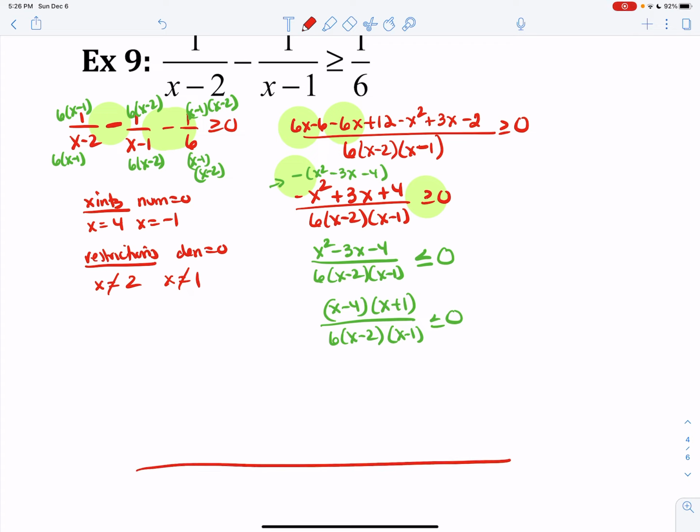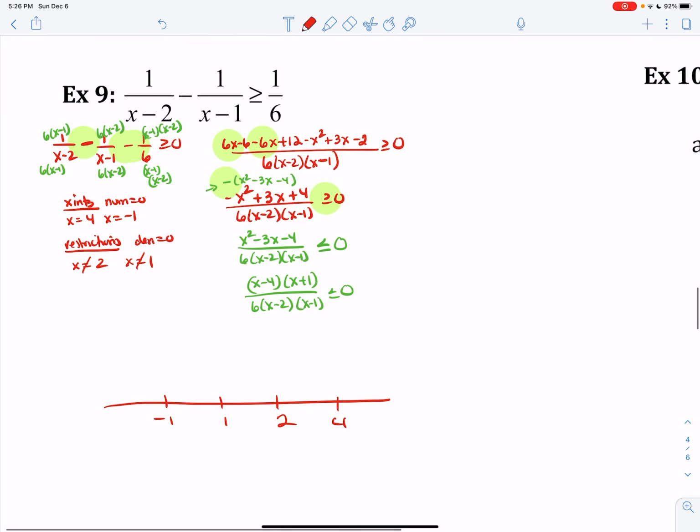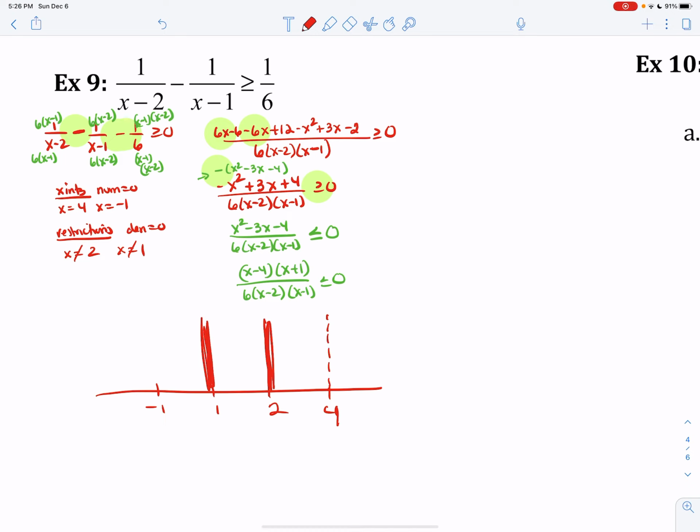My number line here, I have my negative 1, I have my positive 1, I have my positive 2, and my positive 4. And the 2 was a restriction, and the 1 was a restriction. And then a 4 was an x-intercept, and the negative 1 was an x-intercept. And then I'm going to use all of those factors. So we have the factor of x minus 1, the factor of x minus 2. We have a constant of 6, so I don't need to worry about the constant, and it's a positive 6, so it's not going to change any signs. I have the factor of x plus 1 and the factor of x minus 4.